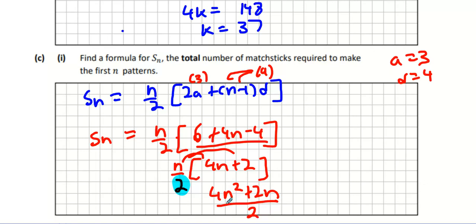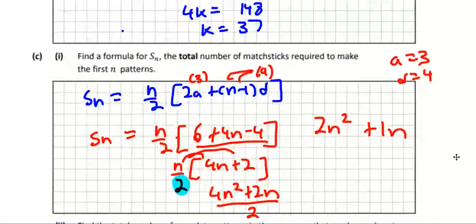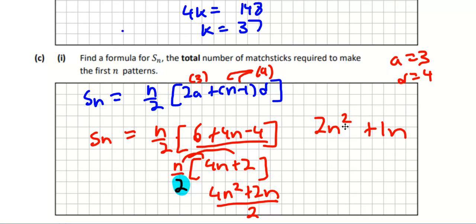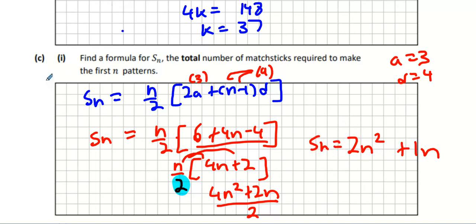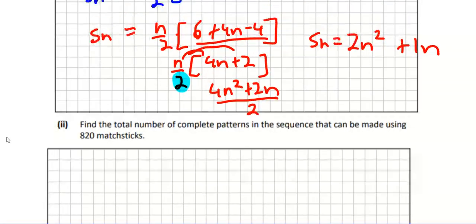Since everything is divisible by 2, you can divide the 4n squared by 2 to get 2n squared, and divide 2n by 2 to get 1n. So this one here would be your equation for Sn: 2n squared plus 1n. I have a feeling I'll use it in a second.